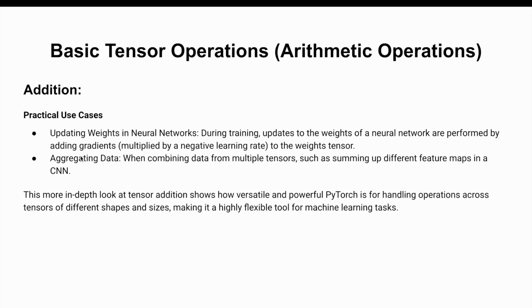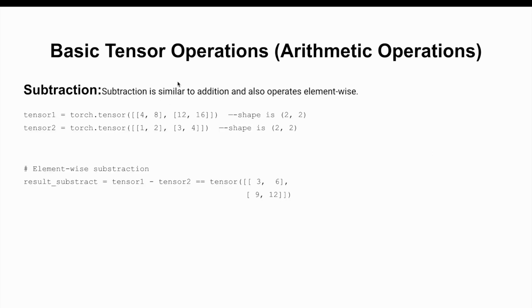The addition can also be used in aggregating data, when combining data from multiple tensors, such as summing up different feature maps in a CNN neural network. And I will go to the next because I really want to go a little bit faster.